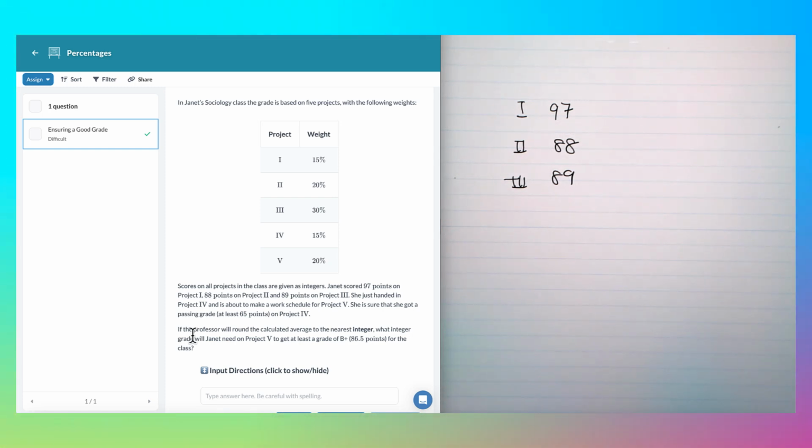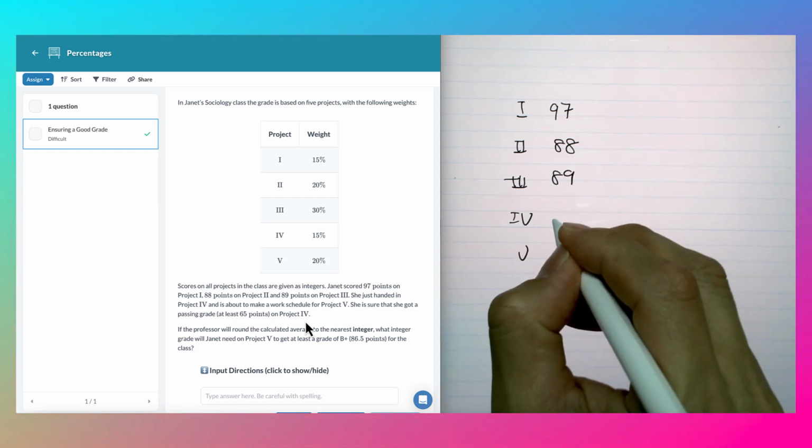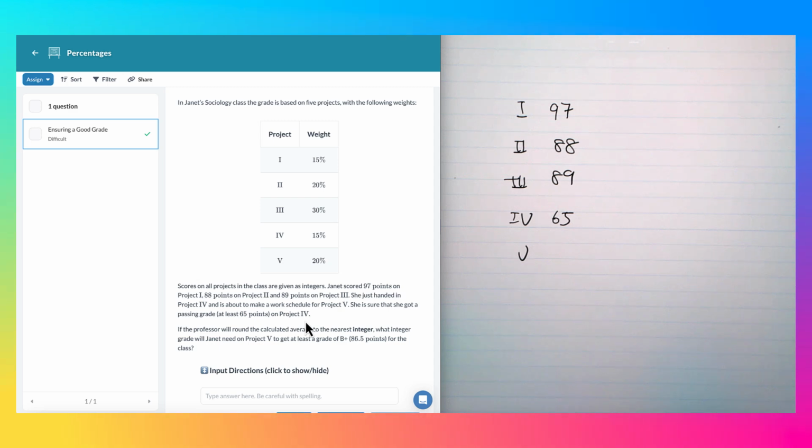She just handed in project 4 and is about to make a work schedule for project 5. Okay, there's 4 and there's 5. She's sure that she got a passing grade, at least 65 points, on project 4. So for now, let's just write 65 because this is like a worst scenario. Maybe on the gradebook platform, it mentioned that you passed. So the minimum she might have gotten was 65.